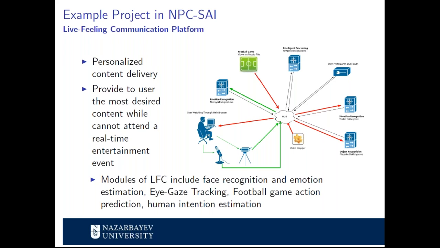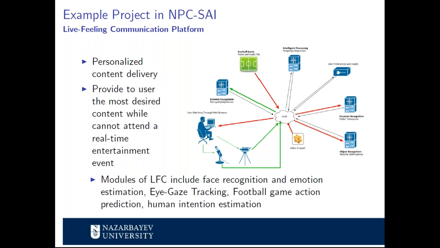When you watch streamed events from home, you get content delivered by a set of professional camera operators who try to show you the situation in such a way that it satisfies most of the viewers. However, satisfying most viewers means they will very rarely show you the images that are most satisfactory for you. This is where the Live Feeling Communication Platform comes into play.